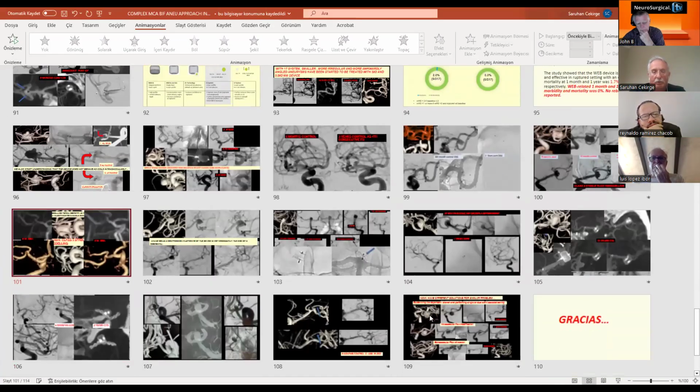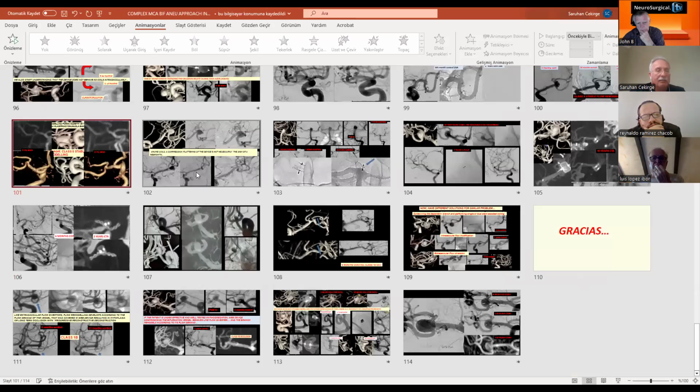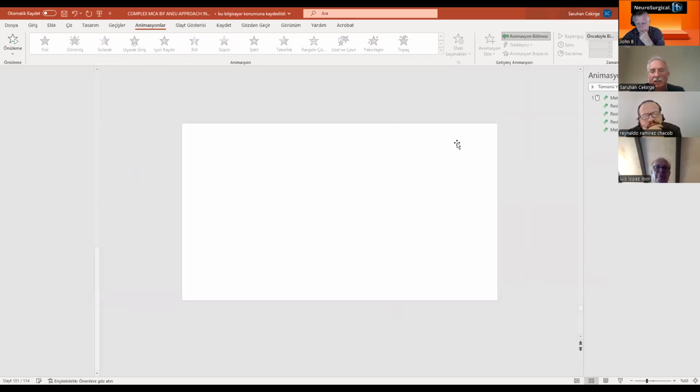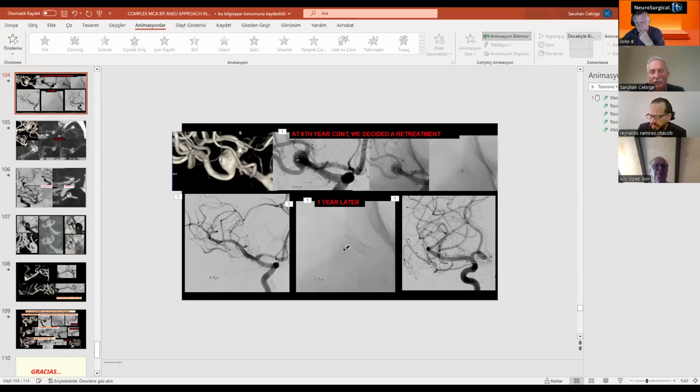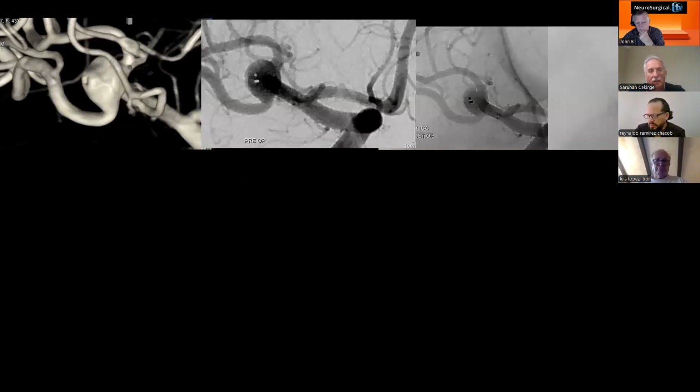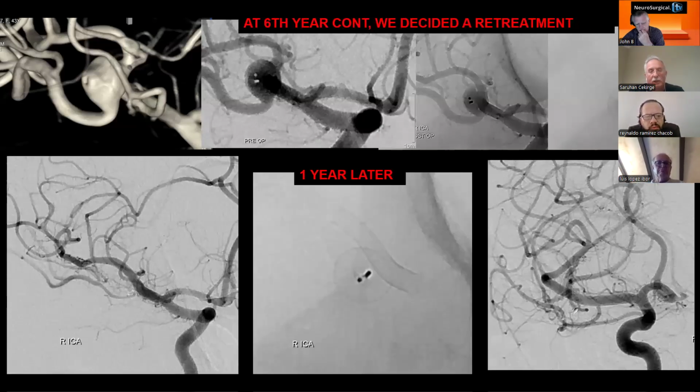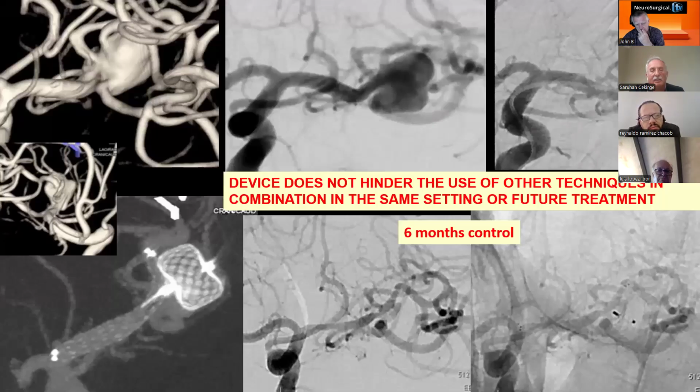So to come to the end, of course, when there is a recanalization, there's always a treatment option. This was a regraft after a ruptured aneurysm treatment with a WEB device. You can place your Pipeline and complete the treatment. This doesn't hinder the necessary treatment, and the device doesn't hinder the use of other techniques in combination in the same setting or future treatment. This is a complex trifurcation.